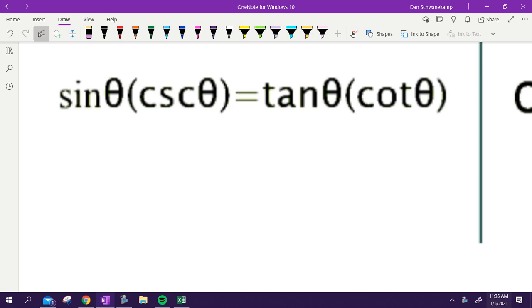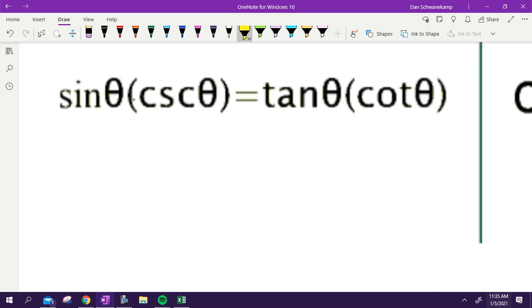So this is a true statement. Sine of theta times cosecant of theta is always going to be equal to tangent of theta times cotangent of theta. No matter what number you put in for theta, if you put the same number in for all of them, it's always going to be true. Anybody have an idea why that's true? Jack? They're both reciprocals, and so they're going to be equal to 1. That's perfect. They're both reciprocals.